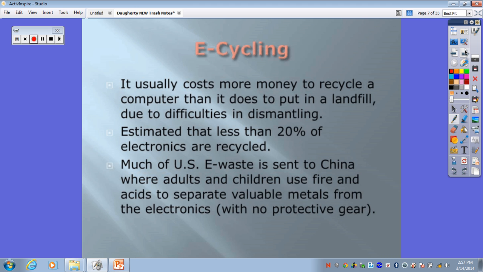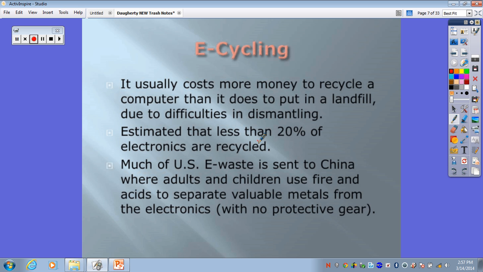Okay, yeah, so that last picture was referring to e-cycling. So here's an interesting tidbit. It says it usually costs more money to recycle a computer than it does to put it in a landfill due to difficulties in dismantling it. And it's estimated that currently less than 20% of electronics are recycled. There are plenty of places in the community that you can take electronics to be e-cycled. I think even Target takes back phones.